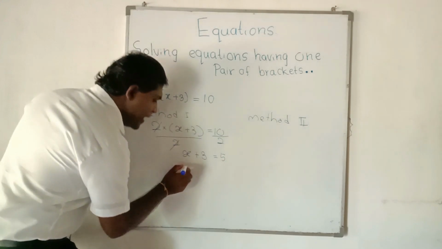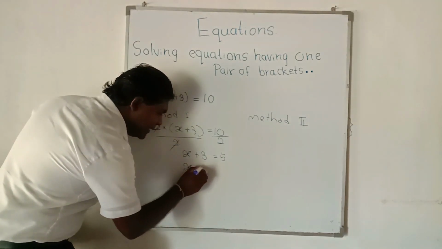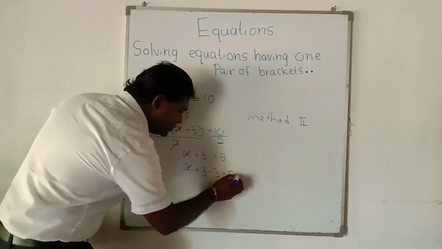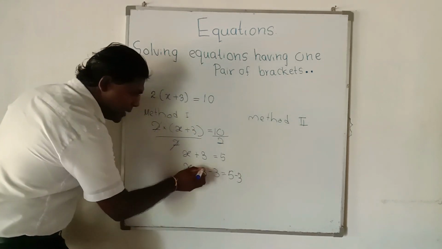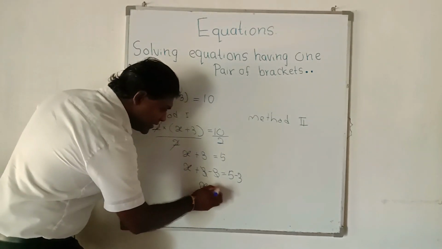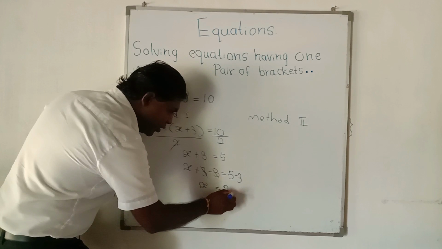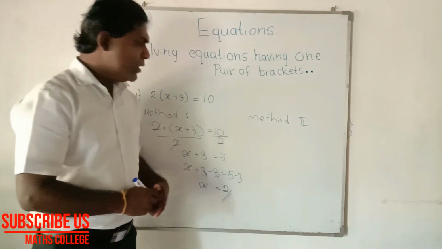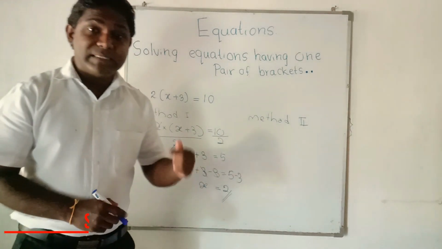Subtraction 3. x + 3, subtract 3 from both sides. Plus 3 and minus 3 cancel to 0. Here remains x. 5 subtract 3 is 2. x equals 2 is the answer. I am going to explain the second method.